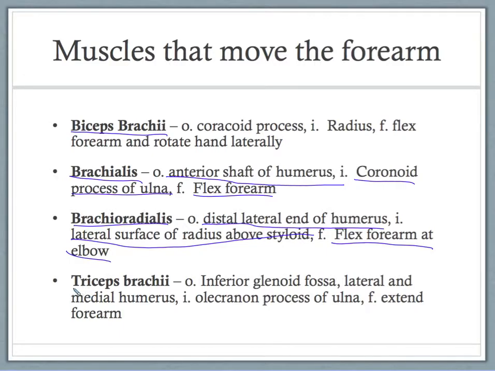Your triceps brachii is on the back of your arm. It originates at the inferior glenoid fossa, the lateral and medial humerus, and it inserts at the olecranon process of the ulna. So it originates along the glenoid fossa and the humerus itself, inserts at the olecranon process of the ulna. Its function is to extend your forearm, so it's the opposite of these three.